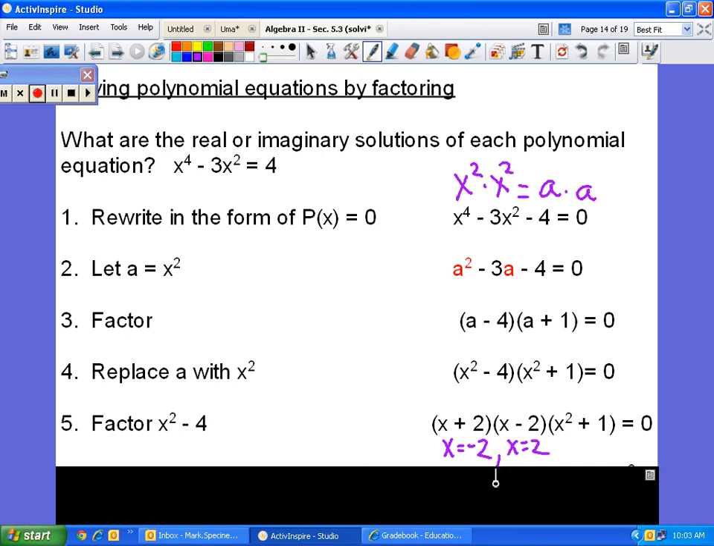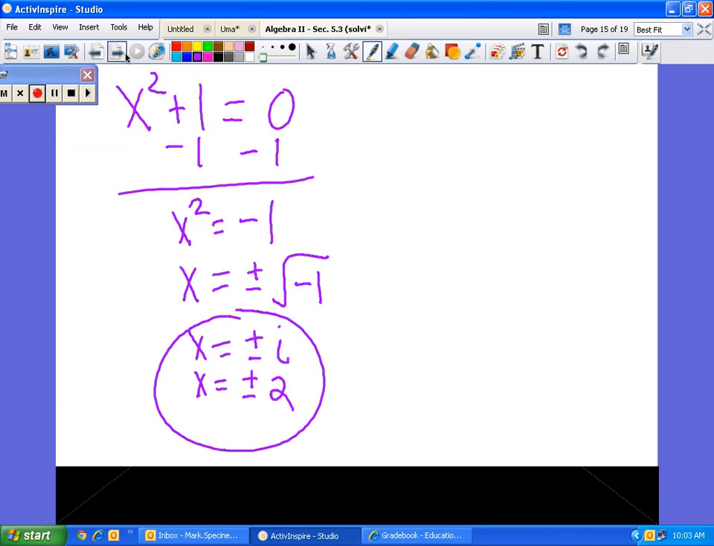No, we still have x squared plus 1. Now, x squared plus 1, on the one hand, we don't have the difference of two squares, we have the sum of two squares. Can't do plus and minus. It's not a trinomial, so we can't factor it in any known way that we have learned. On the other hand, how we solve it is actually pretty simple.